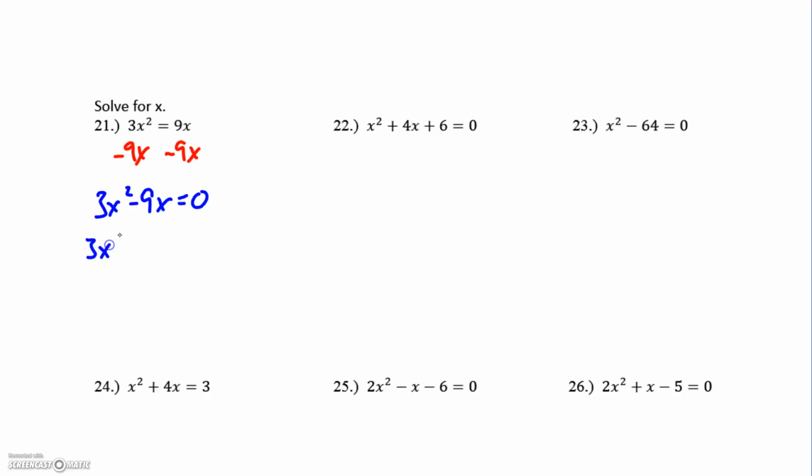In order to do that, I just factor out a 3x. That leaves me with an x minus 3. And now I can set each factor equal to 0, so 3x equals 0, the x minus 3 equals 0. And now I'm going to solve each of these.